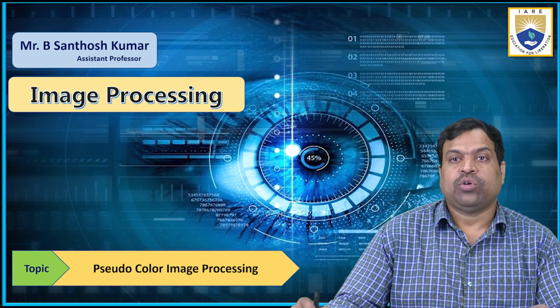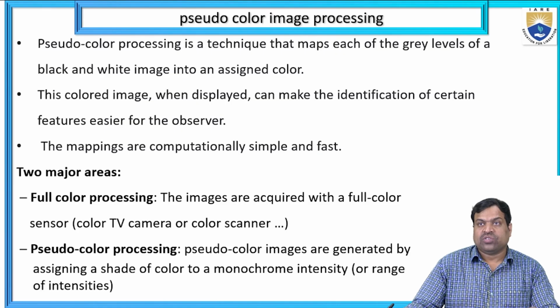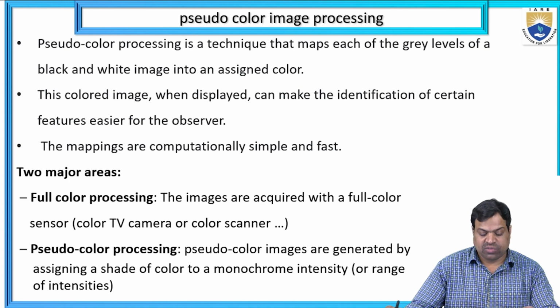Today I am discussing pseudo color image processing. So what is pseudo color image processing? Pseudo color image processing is a technique that maps each of the gray levels of a black and white image into an assigned color. This color image, when displayed, can make the identification of certain features easier for the observer. The mappings are computationally simple and fast.